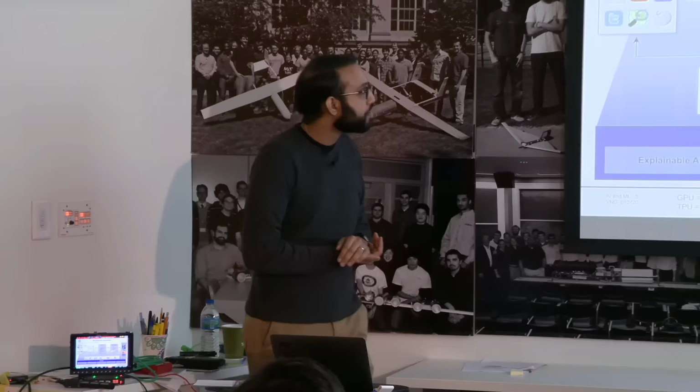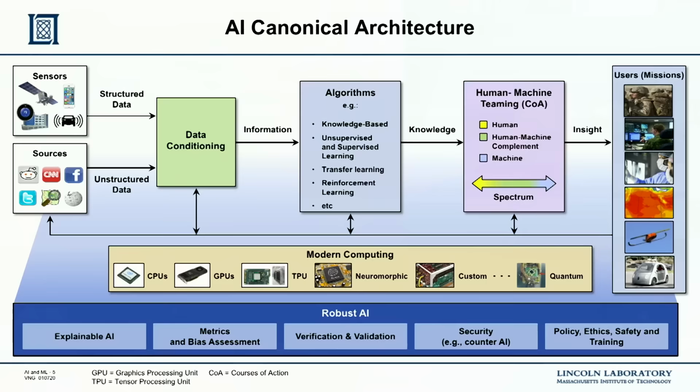All of these components sit on the bedrock of modern computing. There are many different technologies that make up modern computing, and the system that we're using today has a combination of some of these computing hardware elements. And certainly within the context of a lot of the projects that we are interested in, all of this also needs to be wrapped in a layer that we call robust AI, which consists of explainable artificial intelligence, metrics and bias assessment, verification, validation, security, and policy, ethics, safety, and training. We'll talk very briefly about each of these pieces in detail in a little bit.